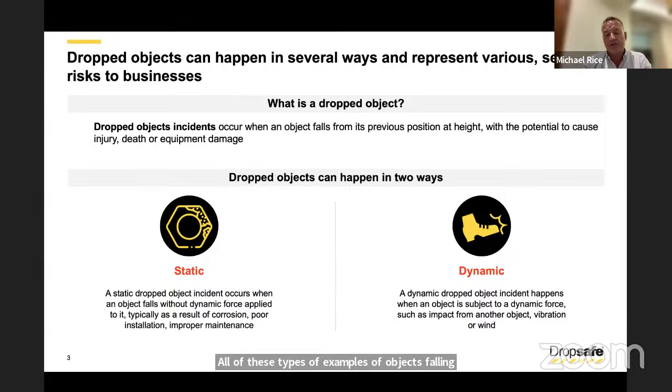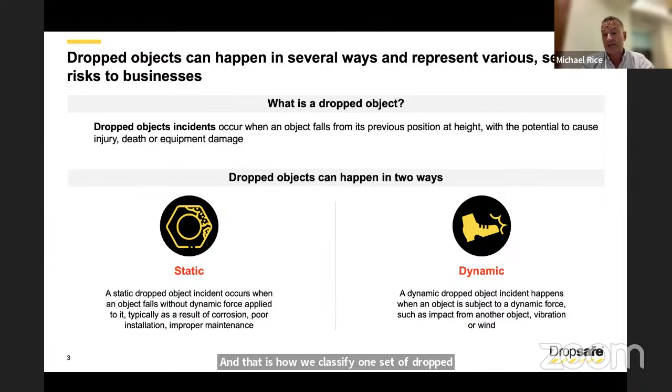And basically, the industry has defined them as two different types of drops. You either have static drops, where the object falls without any dynamic force being applied to it. So this could be something like a light fixture that is secured at height, for example, in a derrick on a drilling rig. And because of, say, corrosion or poor installation or improper maintenance of the primary attaching bracket, the object then would just fall of its own accord. And that is how we classify one set of dropped objects, which we refer to as static.